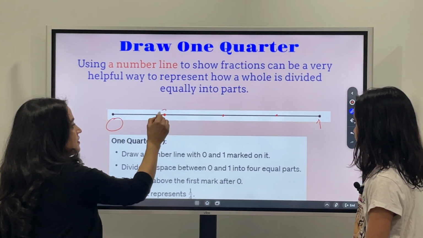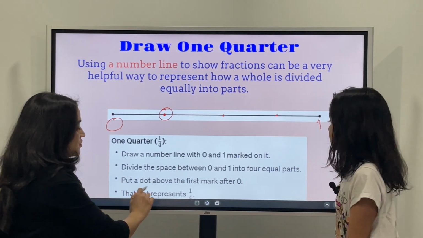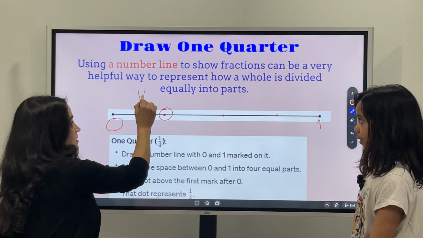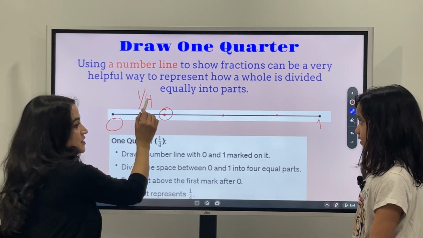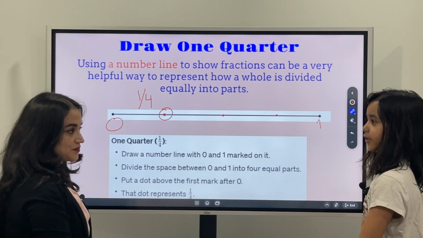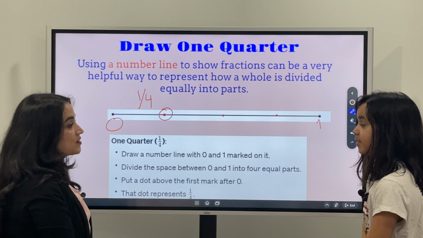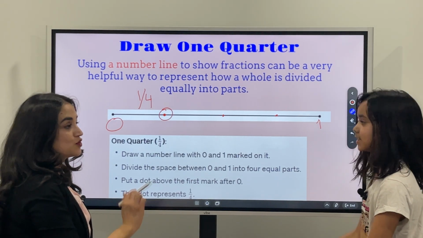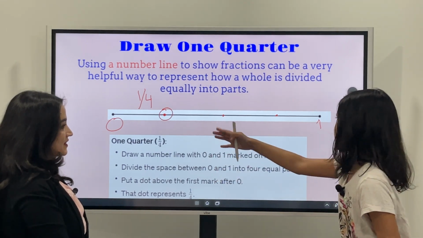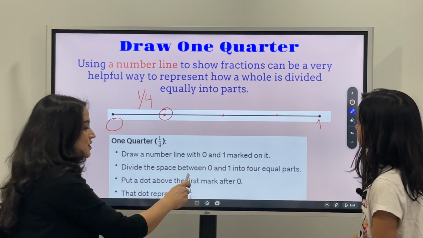So dot here. And that will represent what? 1 by 4, or 1 4, numerator by denominator. The numerator is the 1. We're talking about a 1. And then the denominator is the 4. That's the total parts. That's why there are 4 spaces. Okay, let's move to the next slide.